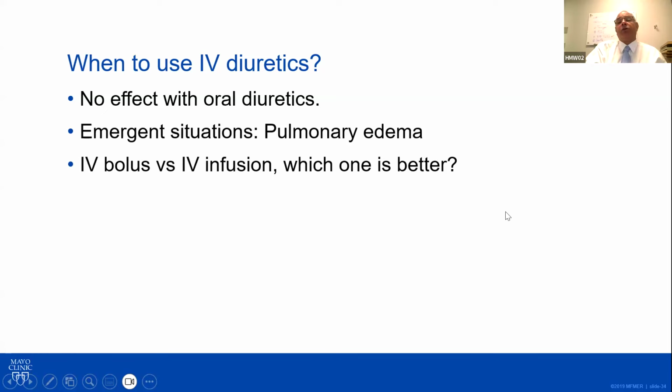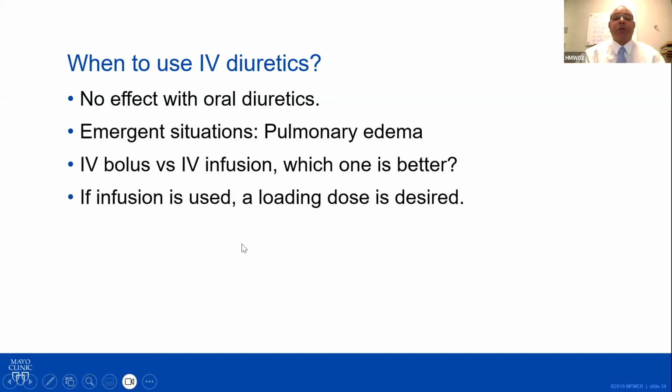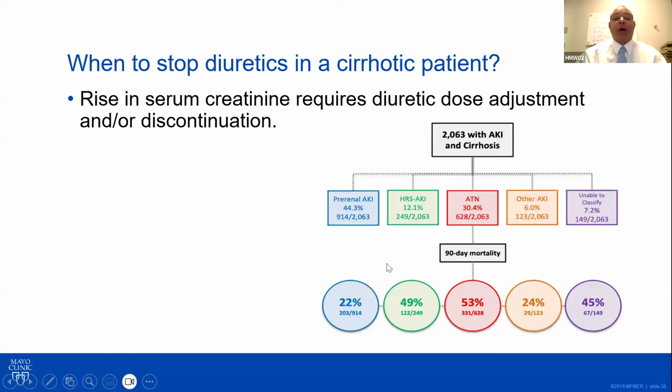Again, most of the literature is from the cardiology field, and I would say most of them say they're the same. My experience is IV infusion actually works better in cardiology patients, not necessarily in hepatic cirrhosis, because the cirrhosis patients are a little bit more fragile. But if you're going to use the infusion, a loading dose is needed, followed by a maintenance dose.